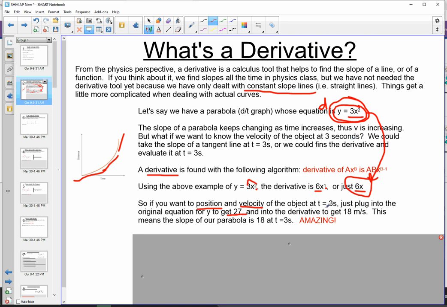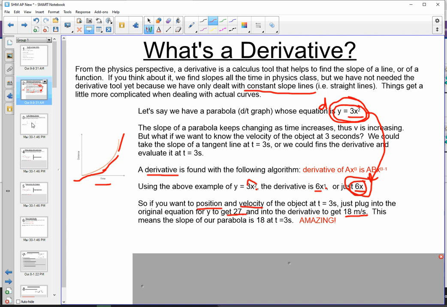And then if you plug the same 3 seconds into the derivative equation, where x is really time, as in most of our physics graphs, you would put in 3 seconds here. 6 times 3 is 18, so the speed of the particle would be 18 meters per second. That really is amazing if you think about it, that we can do that.